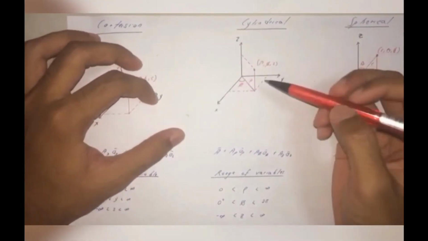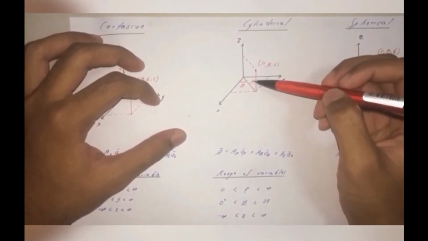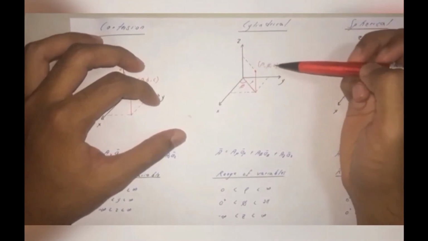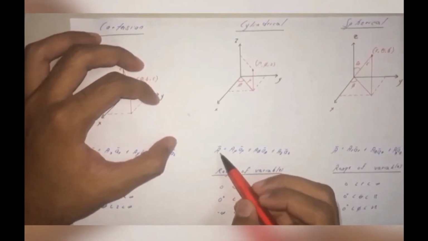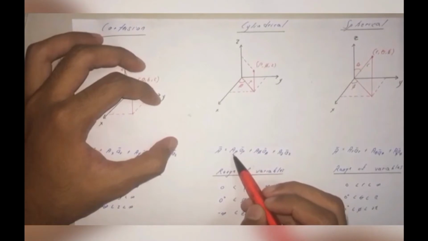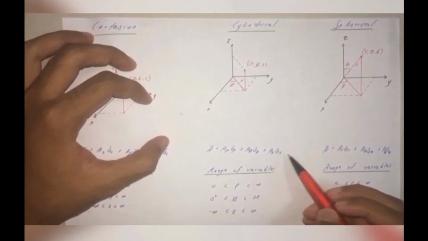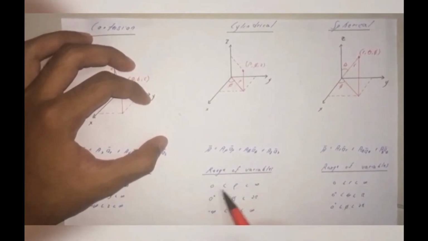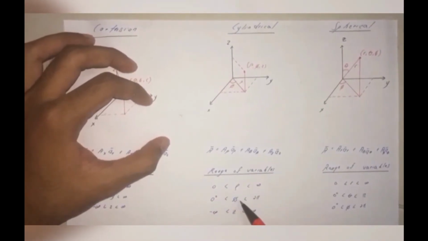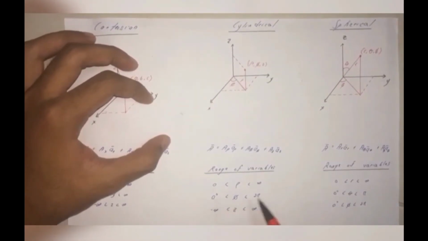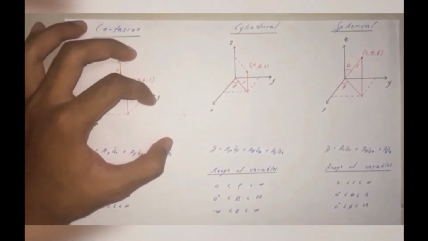Okay, for cylindrical, phi is the azimuth angle and rho is the radius for cylindrical. z is for the height of the cylinder. Vector A for cylindrical is equal to A rho direction of rho plus A phi direction of phi plus Az direction of z. The range of variable: rho is from 0 to infinity, phi is from 0 to 2 pi, and z is from negative infinity to infinity.